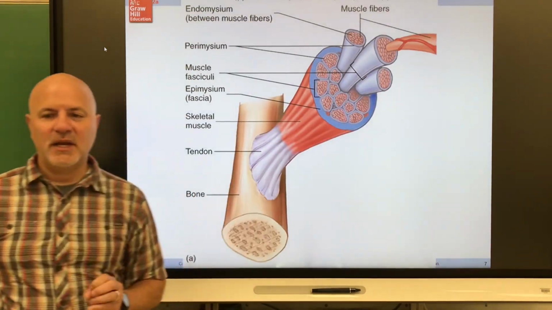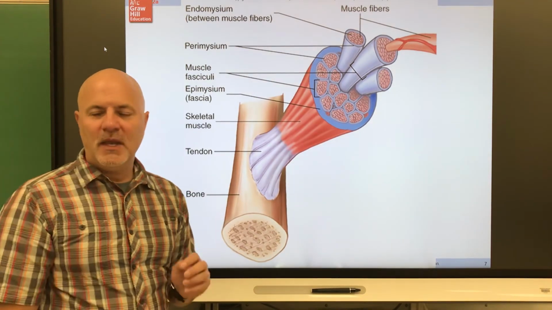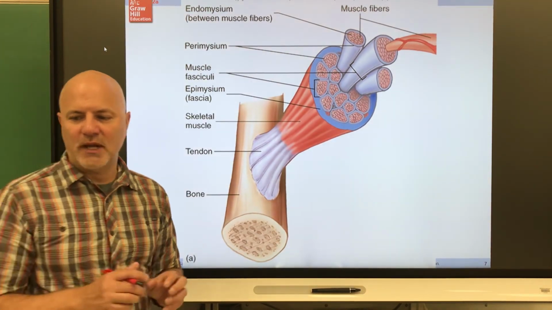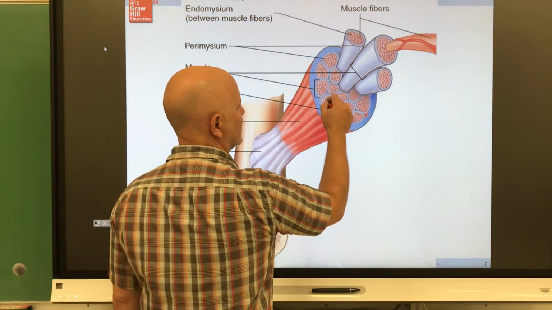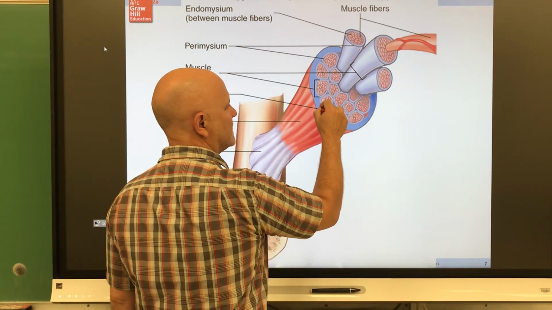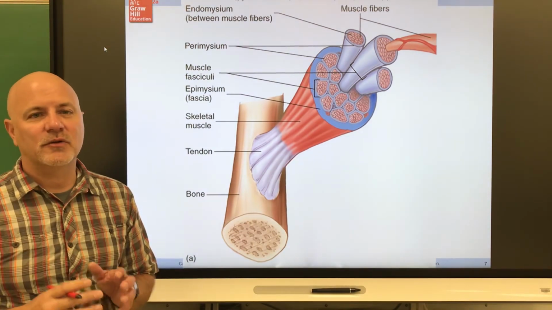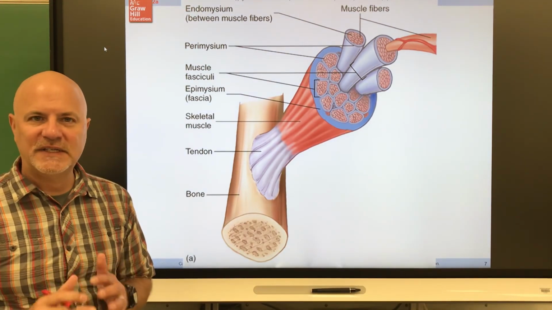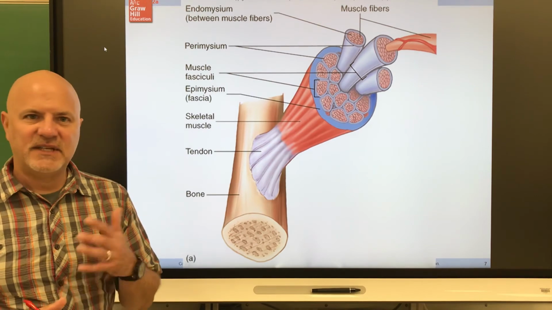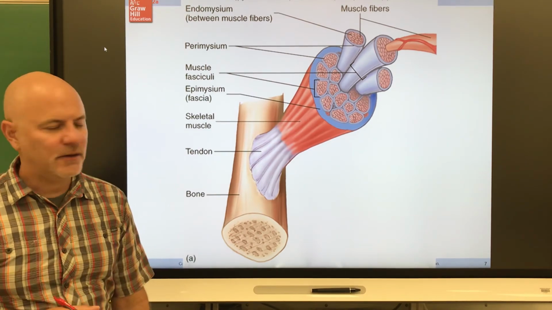So the next type of connective tissue is called perimysium. And this is connective tissue that surrounds bundles of muscle fibers. So this is a bundle of muscle fibers. That perimysium surrounds that bundle. Now that bundle of muscle fibers, or group of muscle fibers, is known as a fasciculus. Okay? Fasciculi is plural, fasciculus is singular.